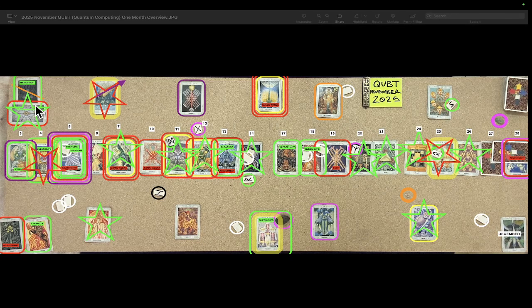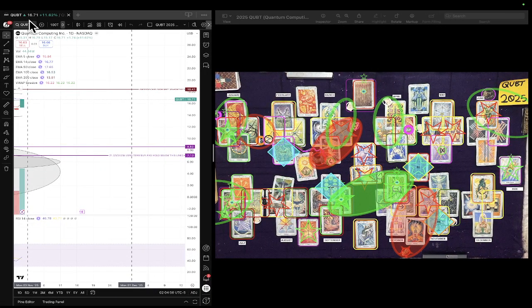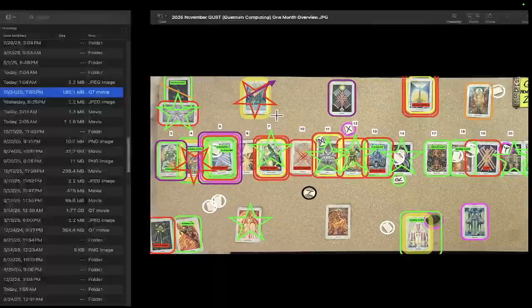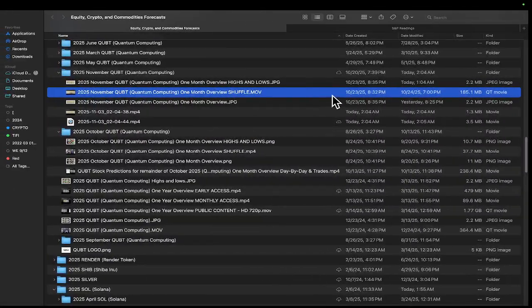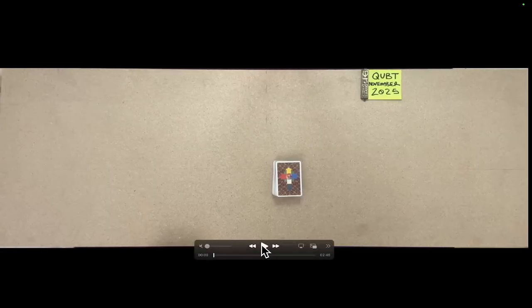This is the QUBT 1 month overview reading for the month of November 2025. It's currently November 3rd, 2025, 2:04 a.m. Eastern Time. QUBT at the time of this reading, $16.71, that's USD. And the shuffle video for the November reading for QUBT was created on October 23rd, 2025 at 8:32 p.m. Eastern Time. That's this video playing for you here.